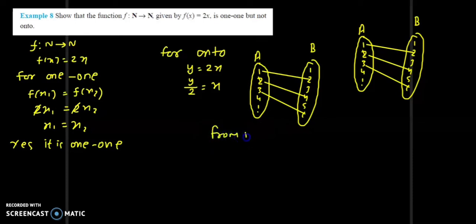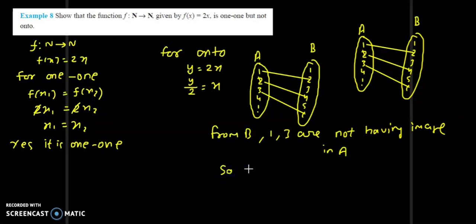In B, 1 and 3 are not having an image in A. So f of x is not onto. It's simple: all the elements need an image here. Either it is the same or different, no problem, but they need an image here; then only it is onto. I hope you understood till here.